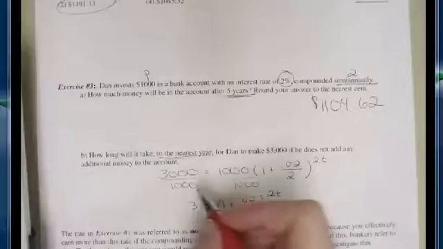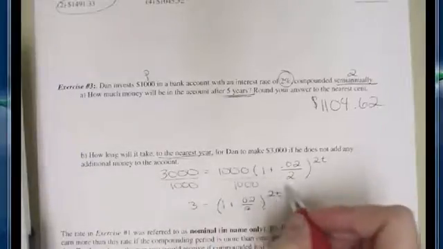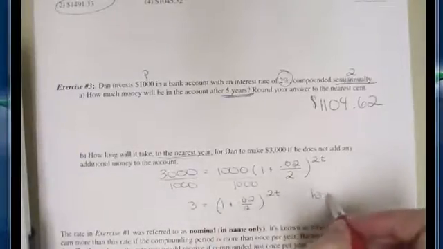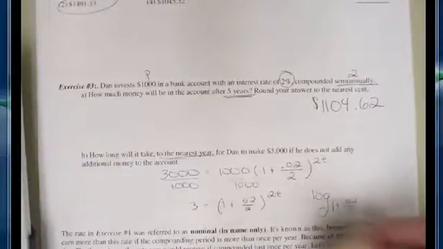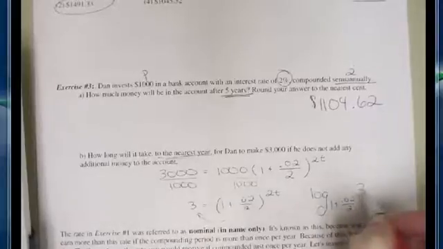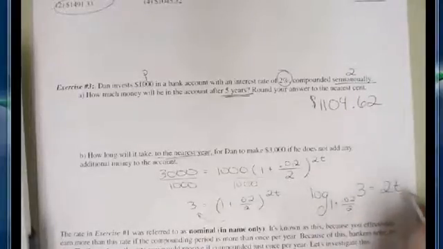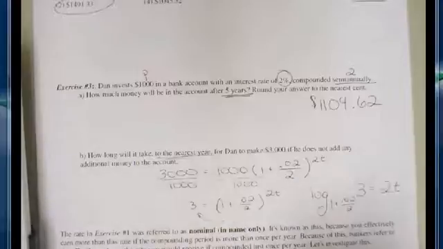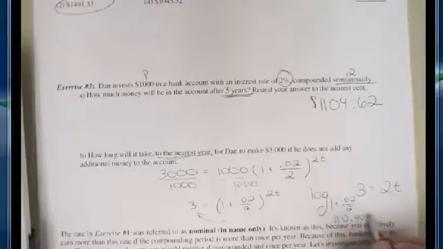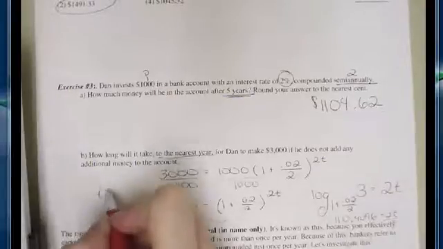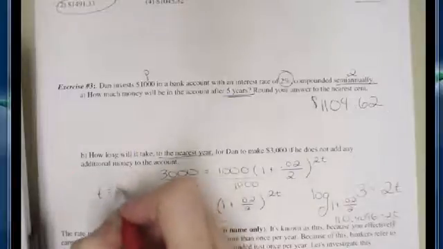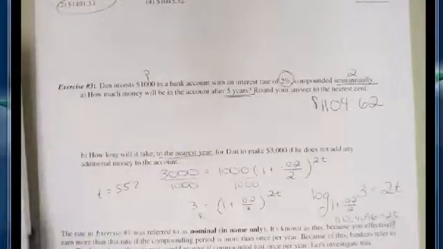Okay, looks like that one that we did during the scavenger hunt. Got a lot of stuff going on. Exponent is the variable, so I switch it. Log base 1.02 over 2 of 3 equals 2t. Type that right in the calculator. You'll get 110.4096 equals 2t. Divide by 2. T is equal to 55.2, or to the nearest year.